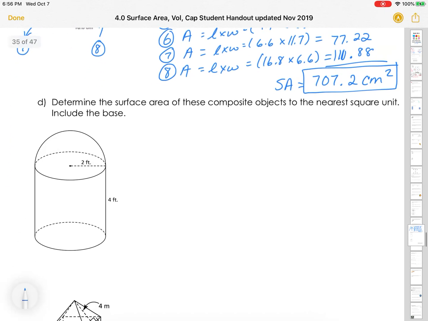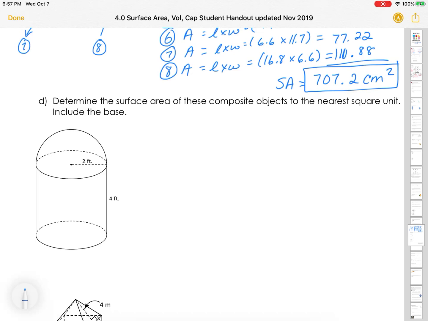Okay. So it's really about breaking it down and figuring out all those shapes, right? And making sure that you're not missing pieces when you're doing them, okay?